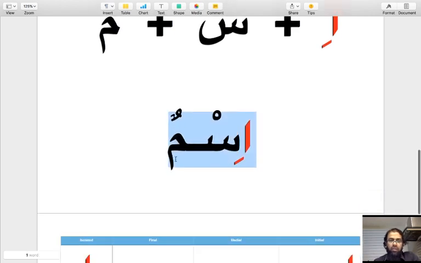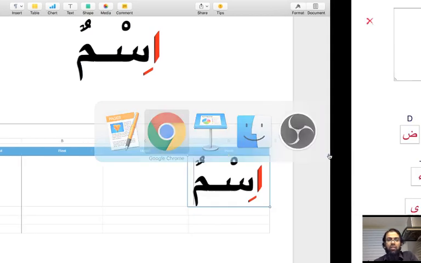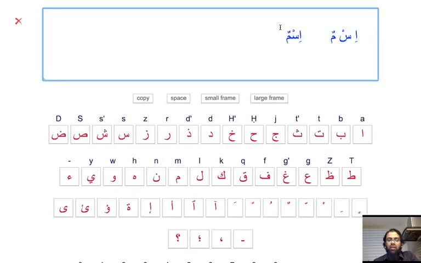So I'm going to copy that and paste that over here. So I'll have this table. This is how alif is written as the initial letter of a word. Okay. Now let's have a look at how alif will be written in the middle of a word.